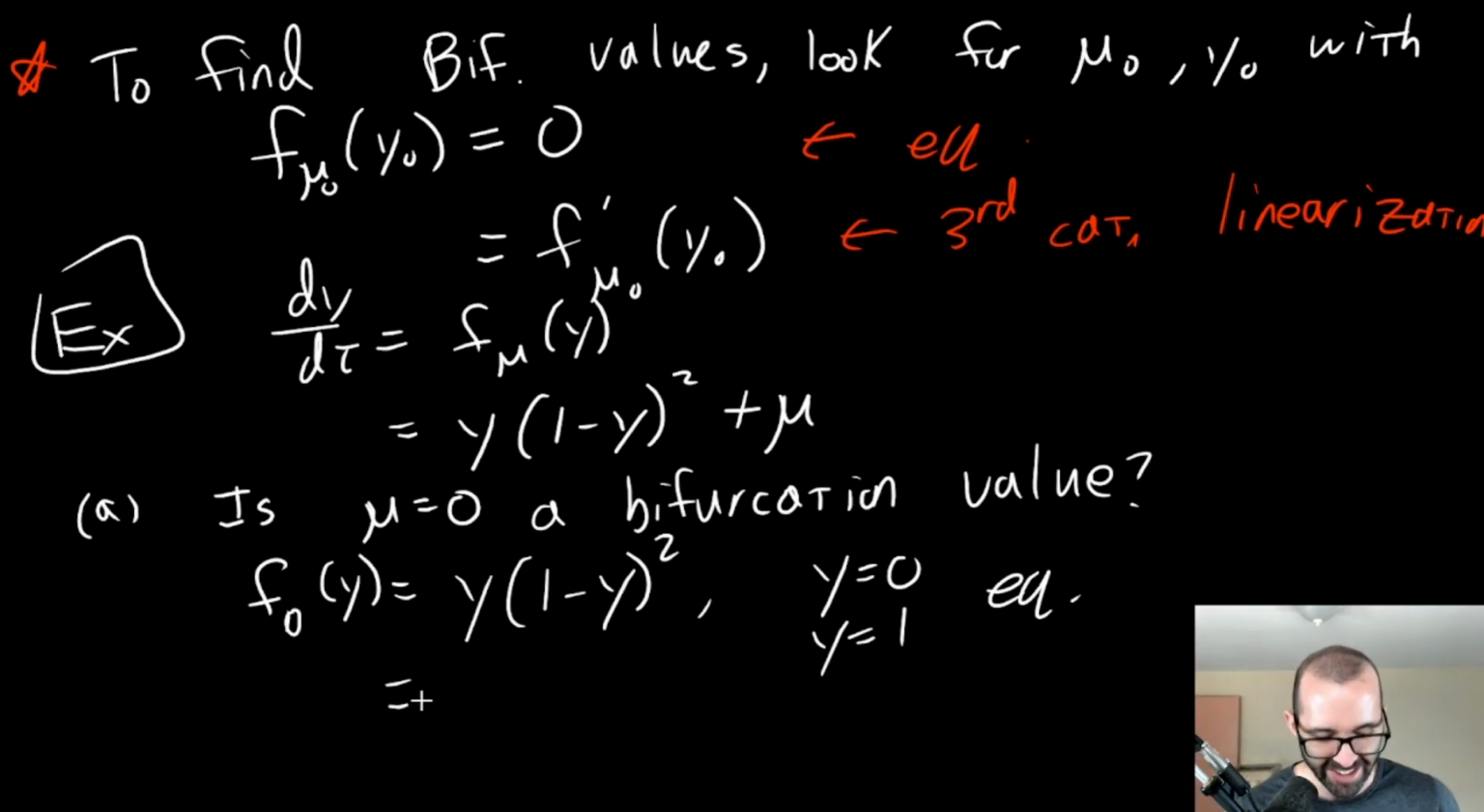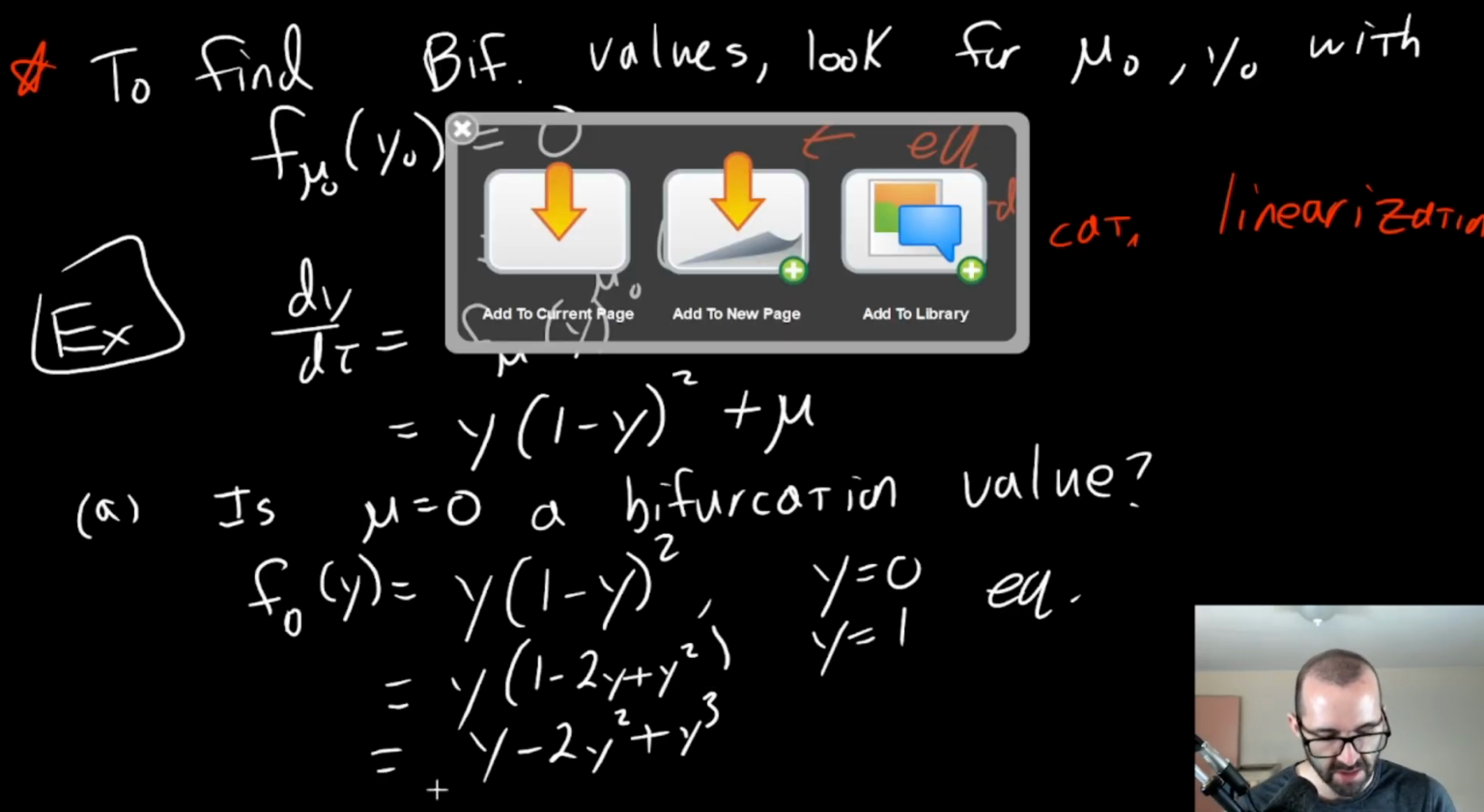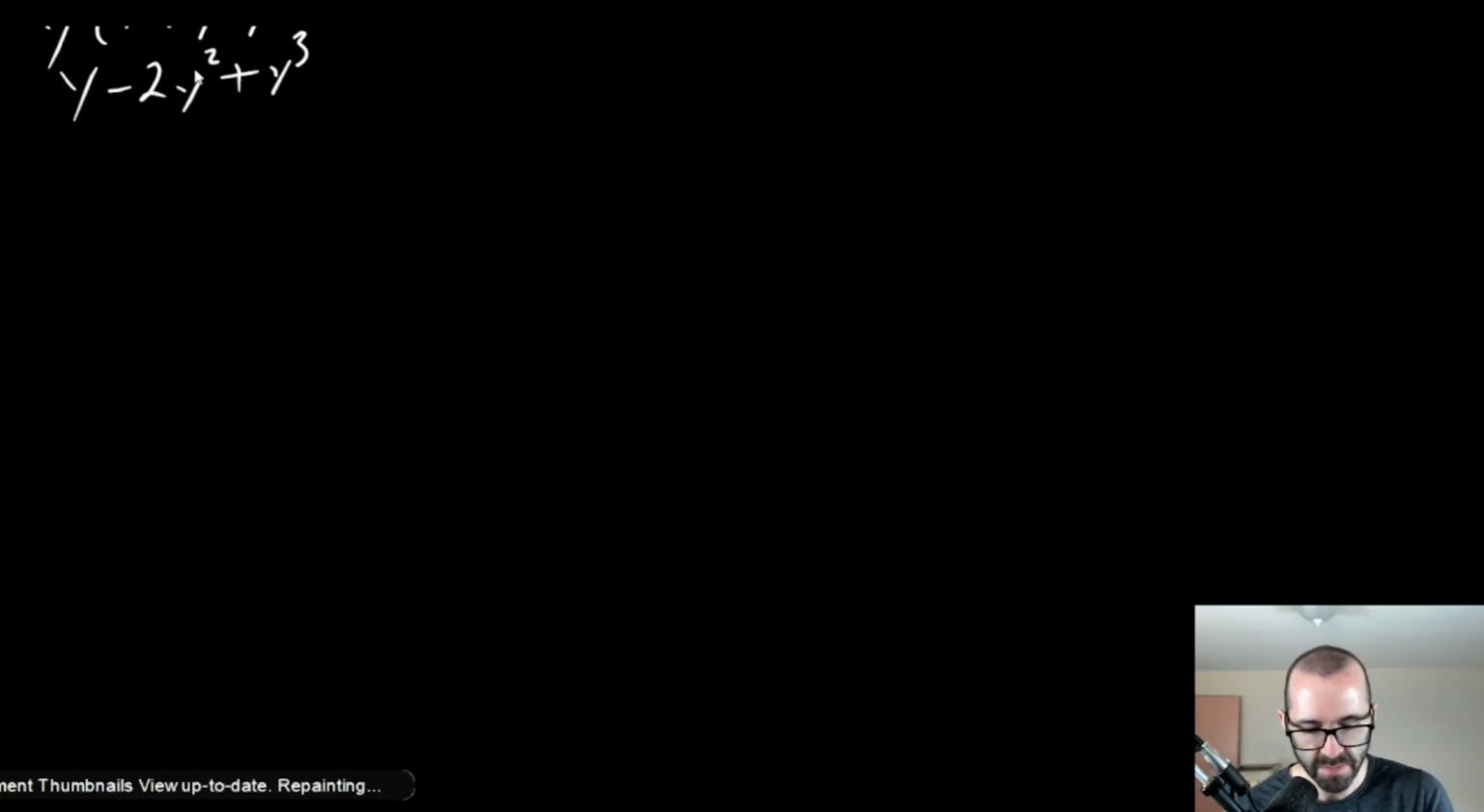All right, so let's FOIL this out. This is 1 minus 2y plus y squared. Distribute, it's y minus 2y squared plus y cubed. And we can take the derivative on the next page and check to see whether these are bifurcations.